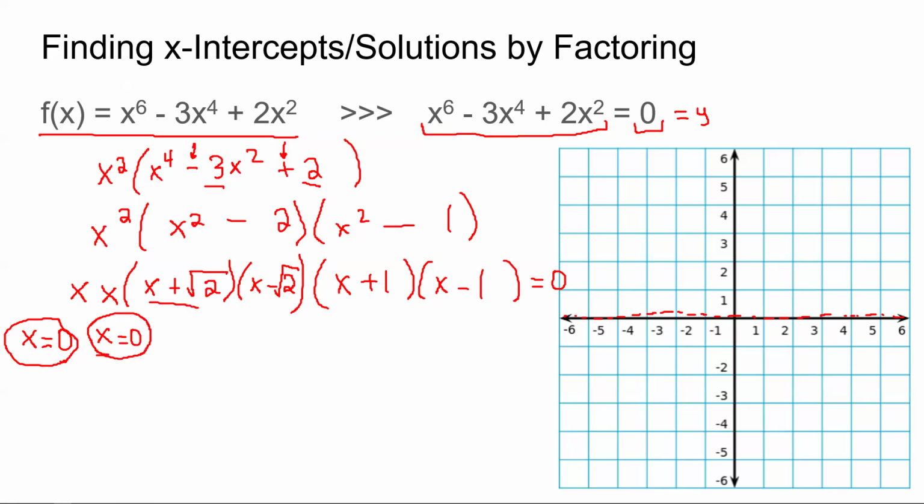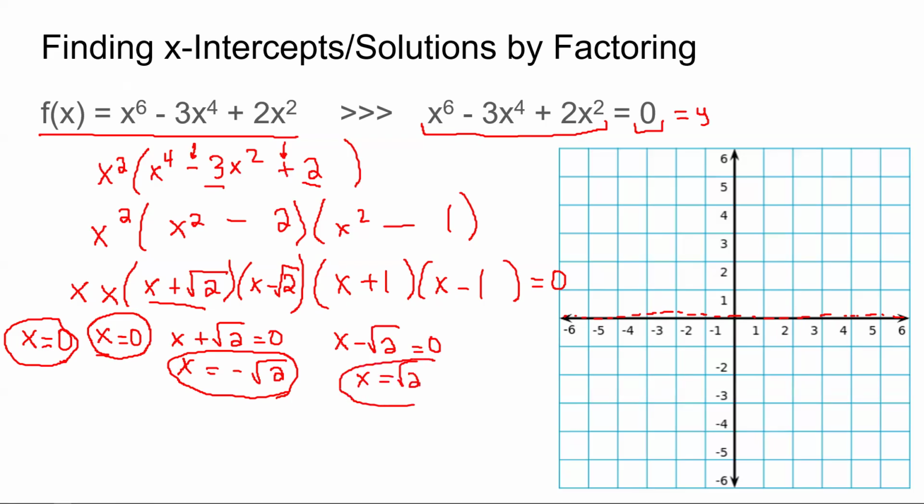Okay. Moving on to this one right here. I need x plus square root of 2 equal to 0. So that would mean that x equals negative square root of 2. Just subtract square root of 2 from both sides. There's our third root. Third solution, we'll take the next term there, x minus square root 2 equals 0, add square root of 2. There's number 4.